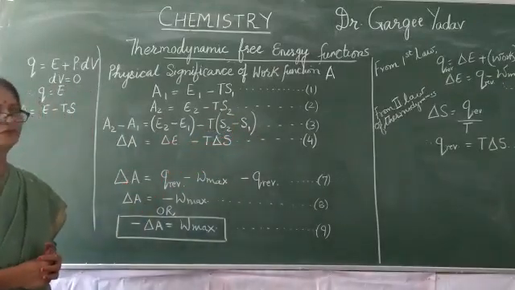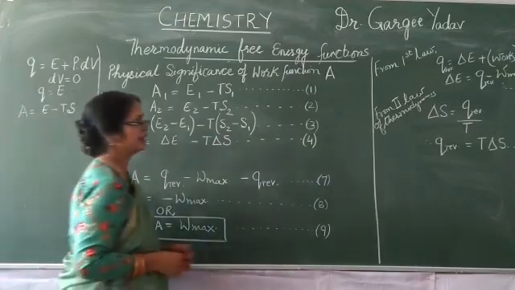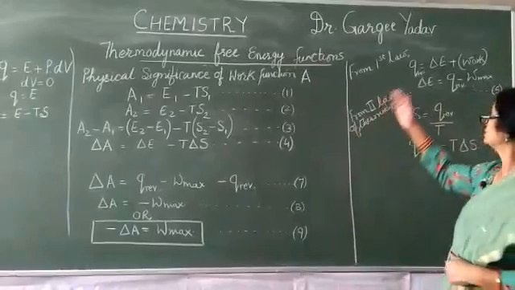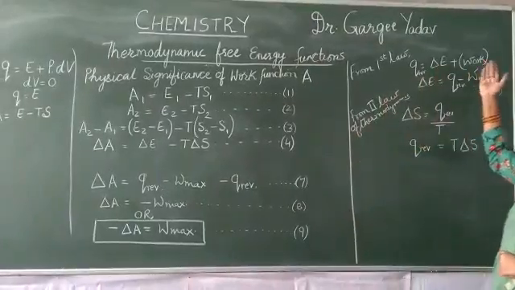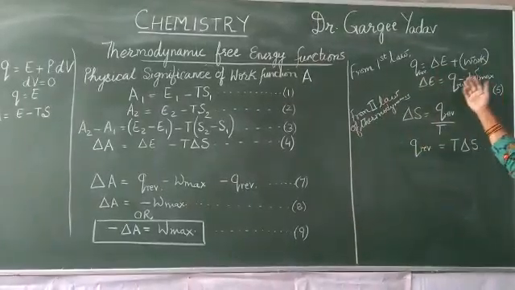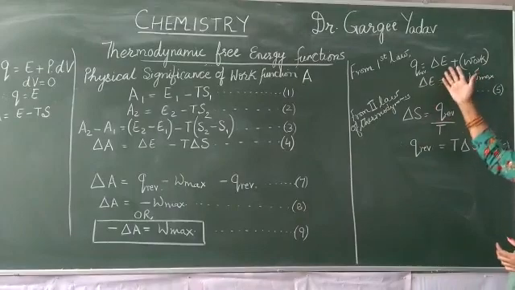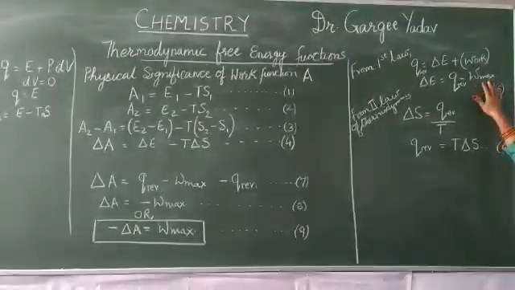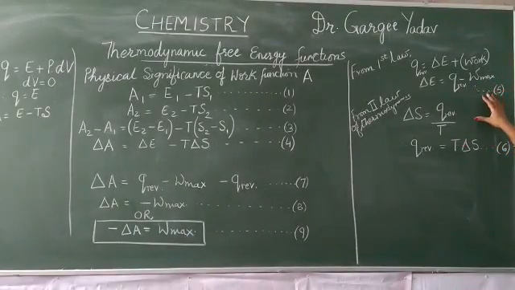Now we all know from the first law of thermodynamics that Q, the heat absorbed, is equal to the change in the internal energy plus the work done in the system. So delta E, by simple rearrangement, is equal to Q reversible minus W. Let it be equation number 5.